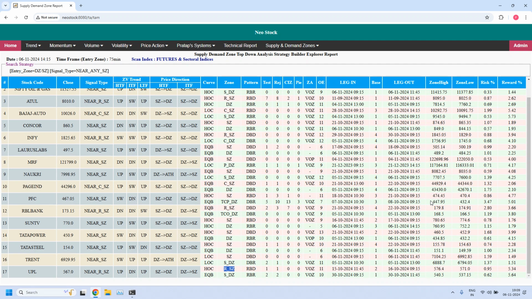Generally, if a stock is having both high liquidity demand and supply zones, it may give you opportunities on either side. Okay, this is about high liquidity 75 minute zones.